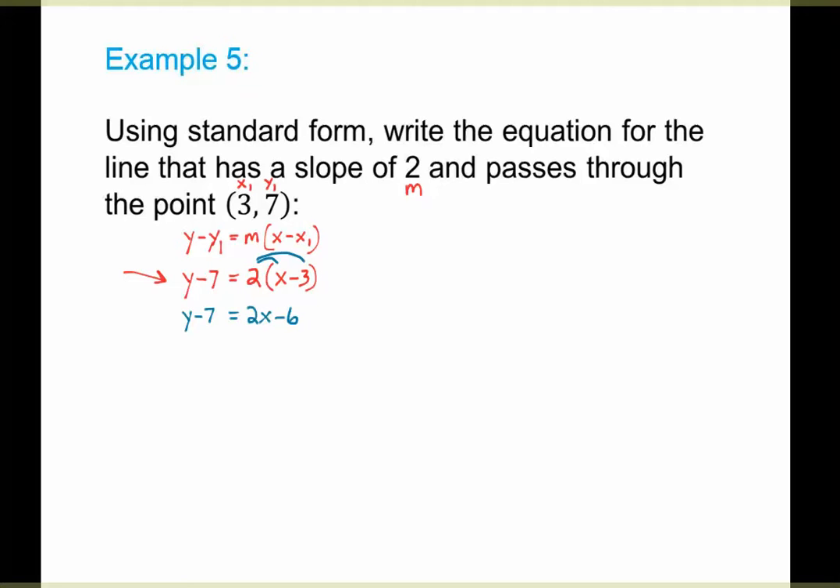Okay, notice how we have a y on the left, an x on the right. I've got a negative 7 on the left, a negative 6 on the right. Okay, what can I do here to maybe put this in standard form? How could I work a little bit more closely to that?